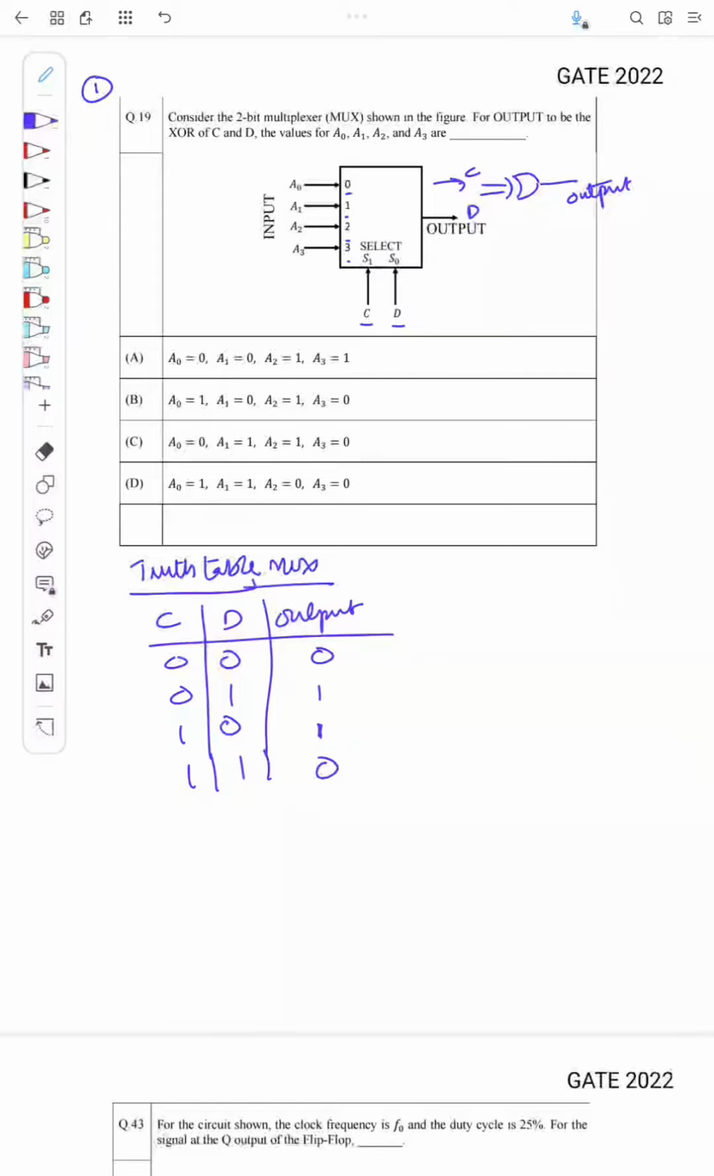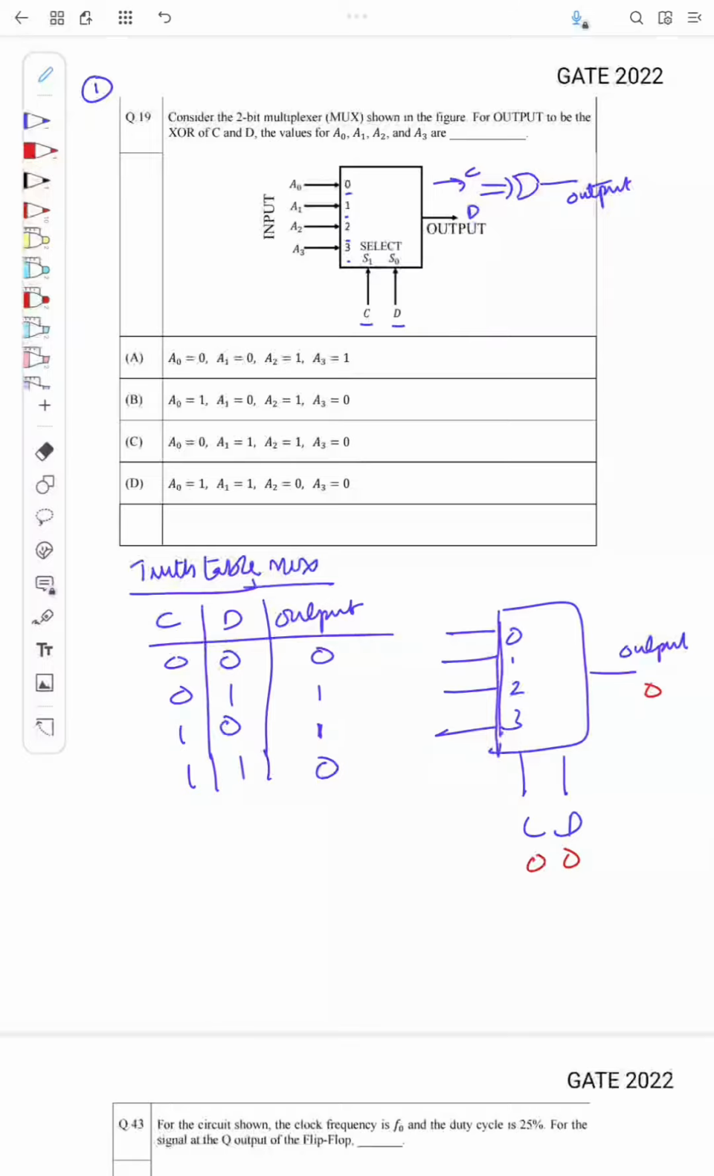So from this circuit, C D, 0, 1, 2, 3, and this output, we know when the input is 0, 0, the output should be 0, right? So when the input is 0, 0, the mux input corresponding to 0 will be selected. So what should be the input here then? It should be 0. Now when the input is 0, 1, then the output is 1. So we know when the input is 0, 1, the input 1 will be selected. So here it should be 1.